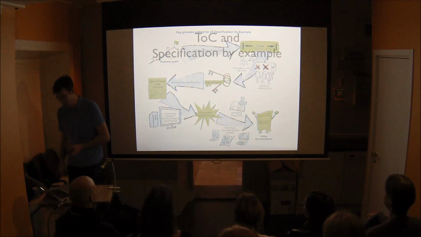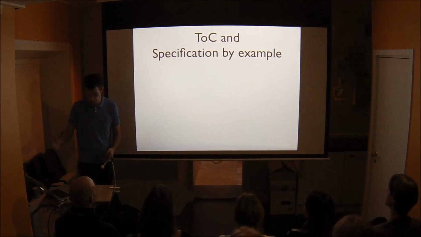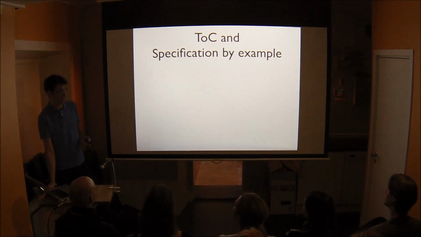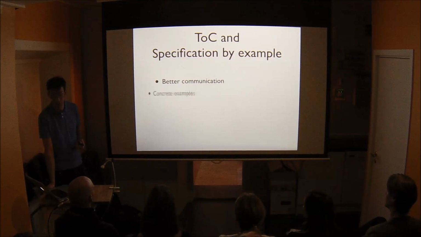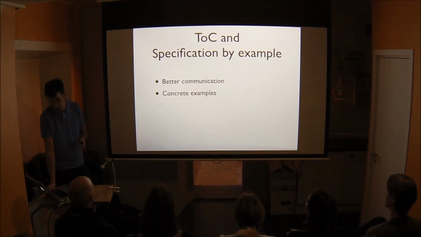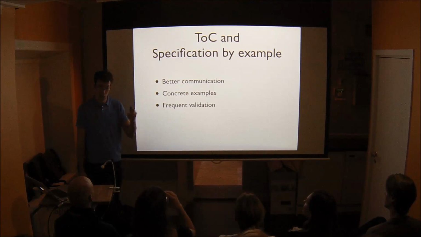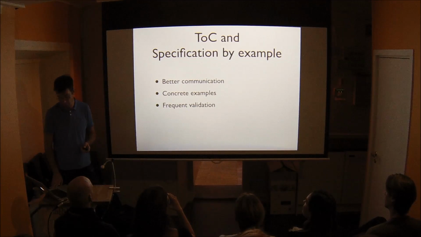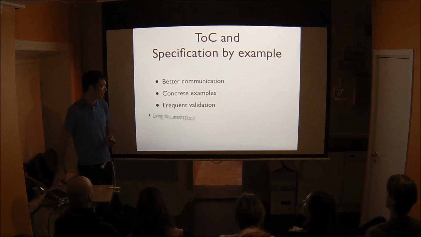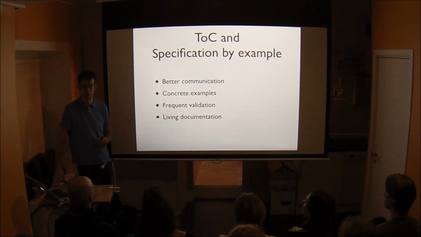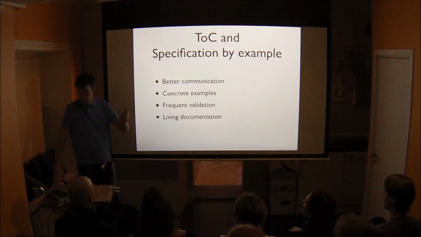So, I talked about theory of constraints with bottlenecks and things, and specification helps us with that, to find the things that we don't know yet by having better communication, give us concrete examples that are easy to discuss without having to implement the system, help us with frequent validation, so we actually know that the system behaves in the way that we described, and giving us a living documentation that we can start from when we're designing new features, for example.